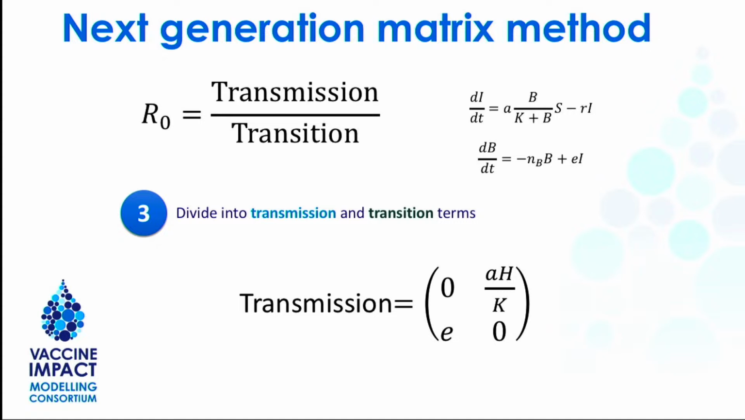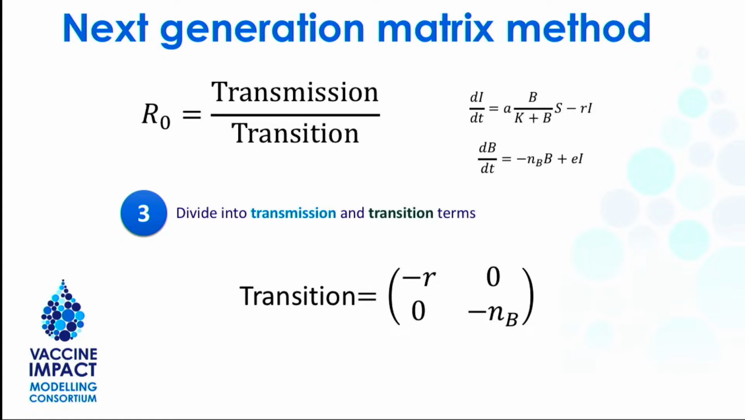We can tidy that up into a matrix. So as you can imagine, here we've got an infected person shedding bacteria into the environment. So that increases B by rate E, and vice versa. So bacteria increases the risk of an infection in humans. Okay, we've got our transmission matrix. We can do the same for our transition matrix. So on the diagonal, infected humans recover, so it's times I, and bacteria decay in the environment this time.